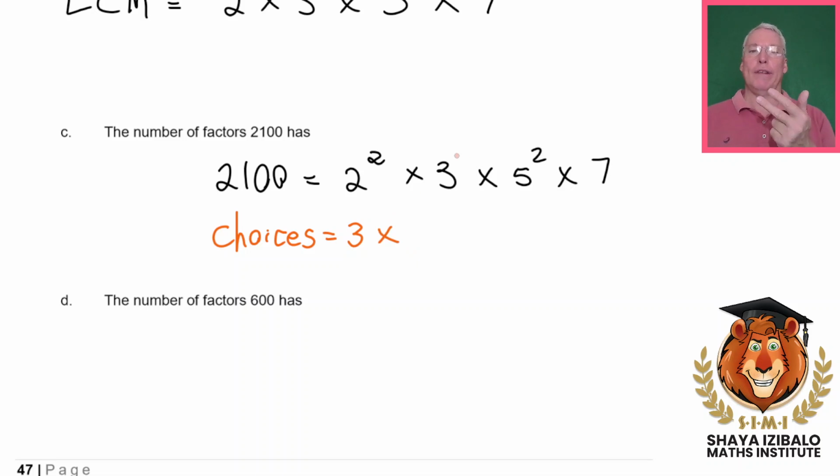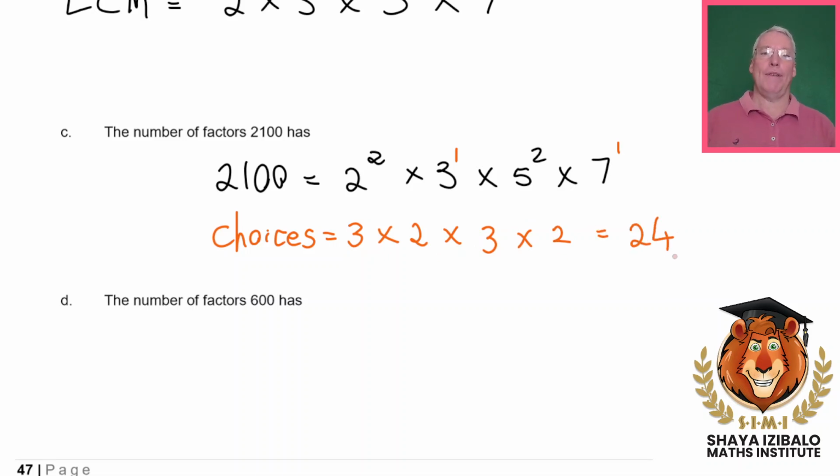We've got 2 choices for the 3's, so we're just adding 1 to the power, because we could have 0 or 1. We've got 3 choices for the 5's. We could have 0, 1, or 2. And we've got 2 choices for the 7's, so we could have 0 or 1. If we multiply those numbers together, we get 24. And that is the number of factors that 2100 has.